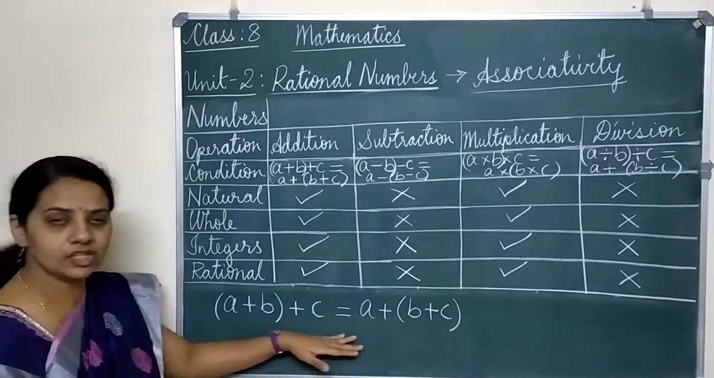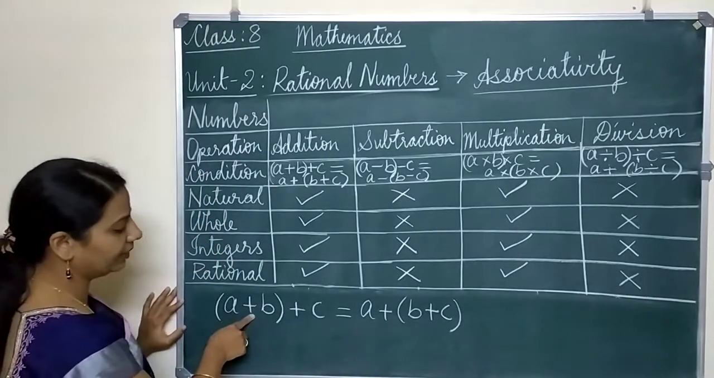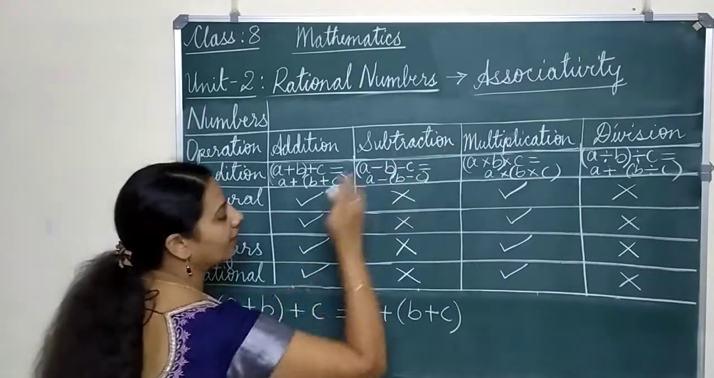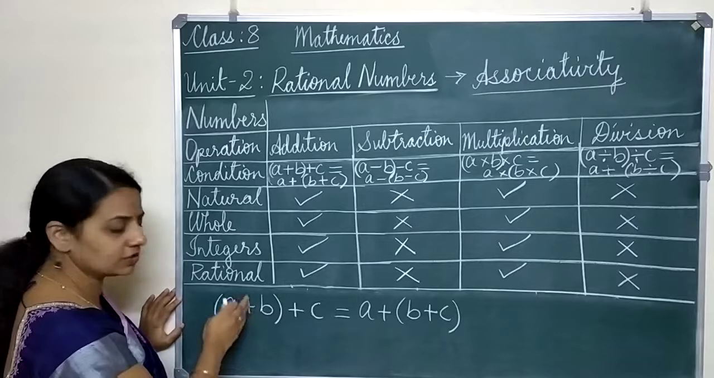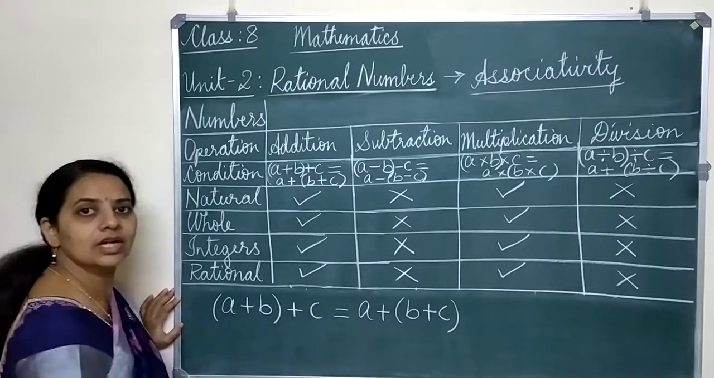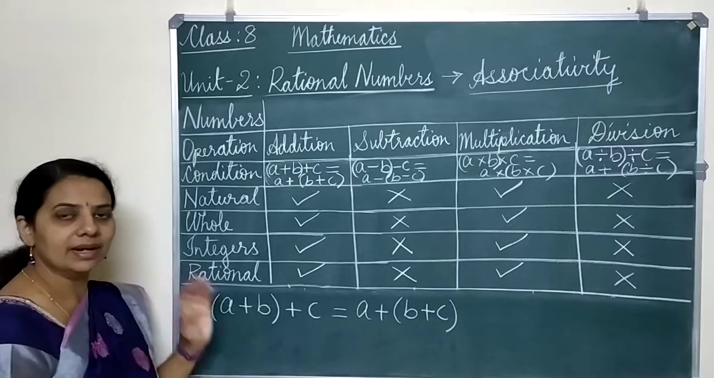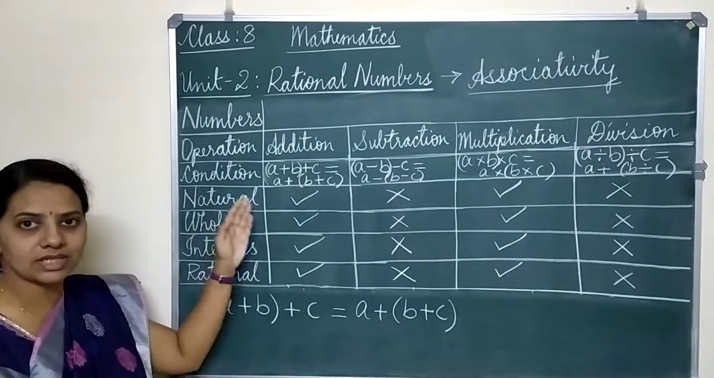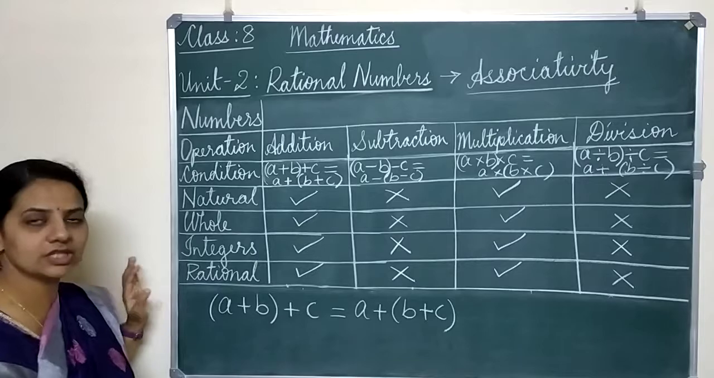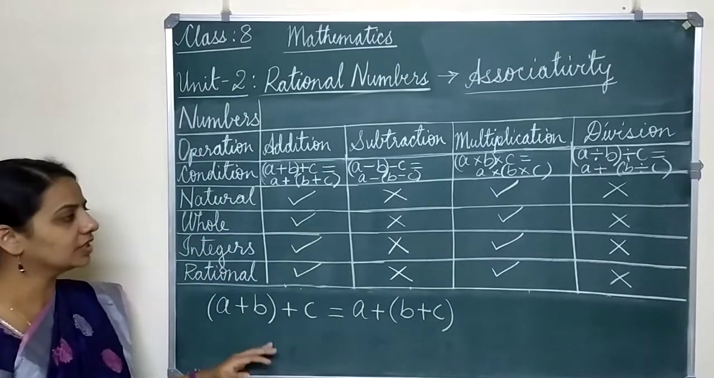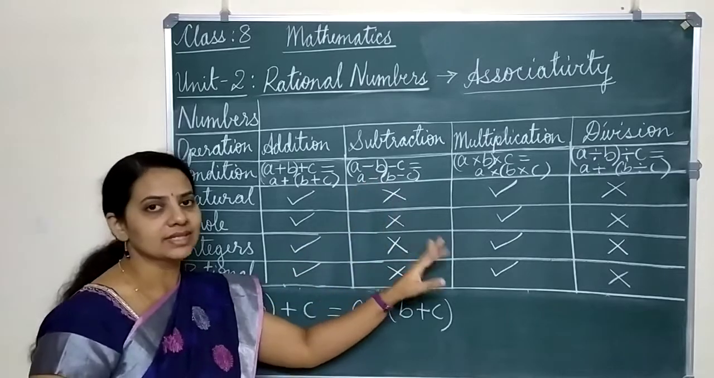So this is for addition. For subtraction, instead of plus you write minus over here. Understood? The same way for multiplication, instead of plus you write multiplication and find out using examples. Take some numbers. So now you know what is a natural number, whole number, integers. Take some examples from those and find out whether this condition holds good and whether this table is correct or not.